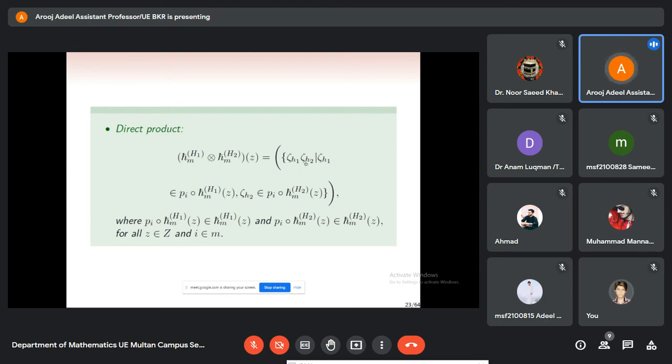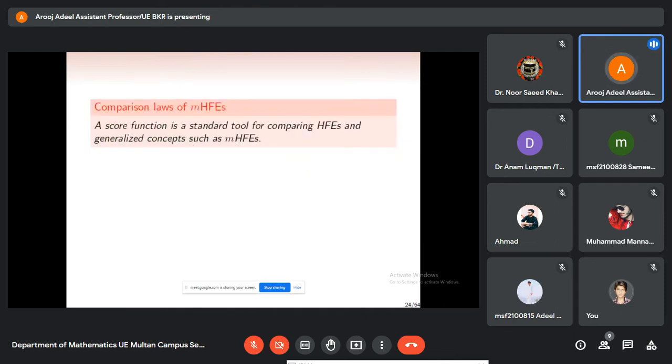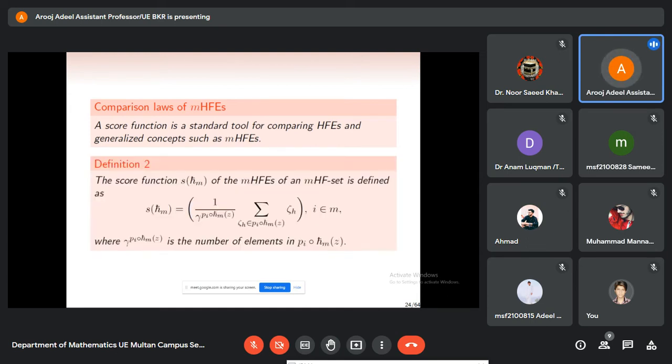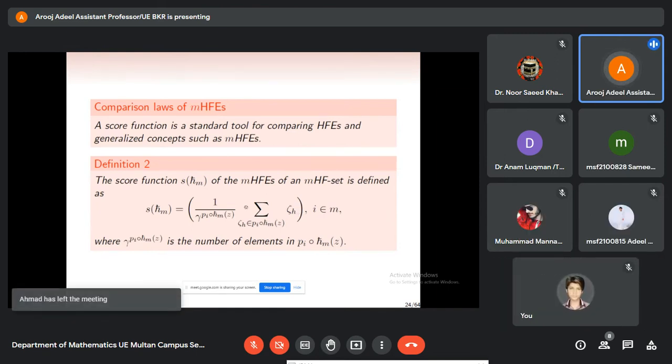Here we just take the product of the M-polar Hesitant Fuzzy elements. Next is the comparison laws of the M-polar Hesitant Fuzzy elements. The first one is the score function, which is basically a standard tool for comparing the Hesitant Fuzzy elements and the generalized concept. The score function is basically the sum of all the membership values. If we take the sum of all the membership values and we divide it by the total number of the elements.